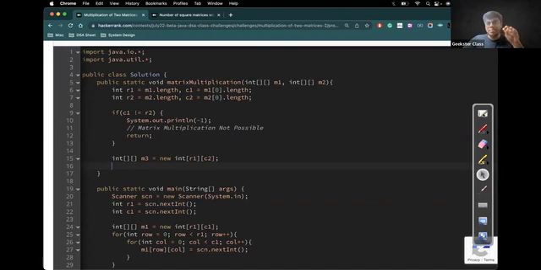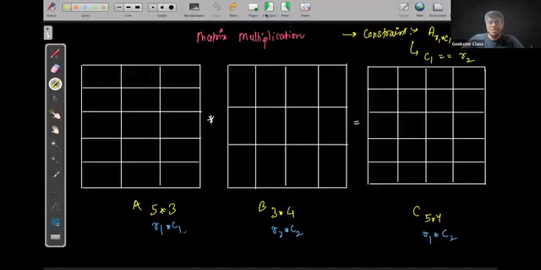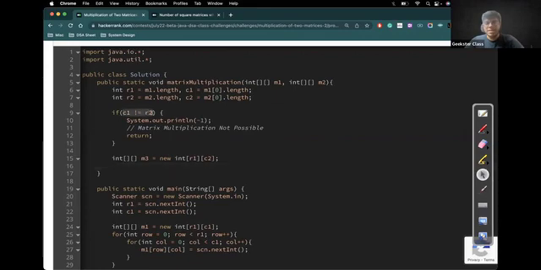Matrix multiplication is only possible if the number of columns in the first matrix is equal to the number of rows in the second matrix. That is, C1 should be equal to R2. If C1 is not equal to R2, it is not possible. So if the number of columns in the first is not the same as the number of rows in the second, matrix multiplication is not possible.